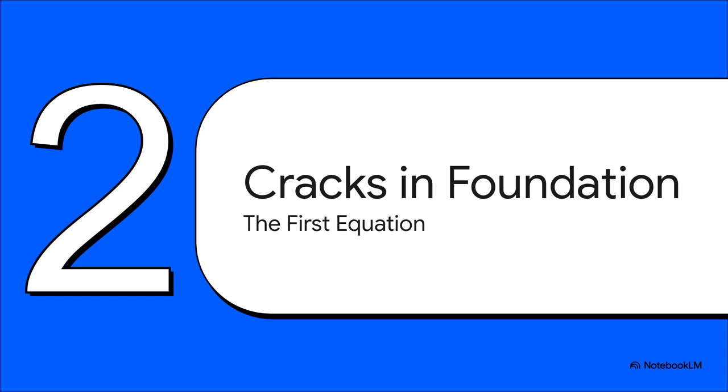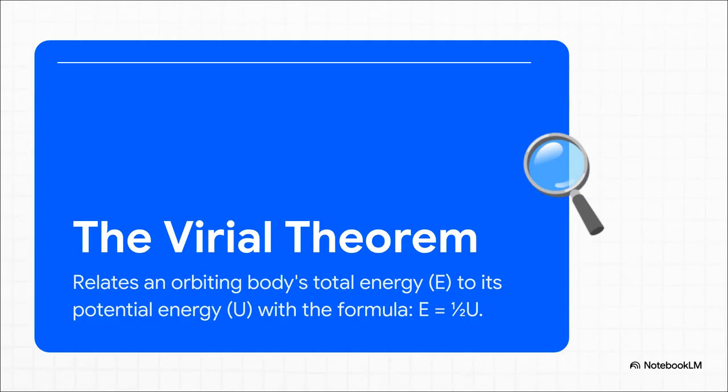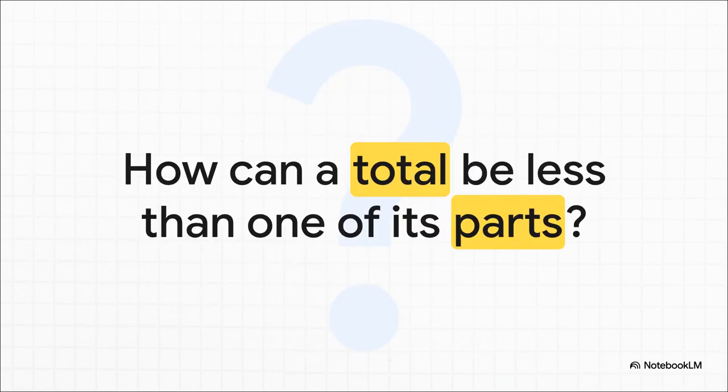All right, now for the fun part, the critique. According to Mathis, the first major crack in this whole foundation shows up in the very first equation used to build the entire model. The derivation often kicks off with something called the virial theorem. It's a tool used for bodies in orbit, and it sets up this relationship between the total energy, E, and the potential energy, U. And that relationship is E equals 1/2 U. And right here, this is where Mathis just hits the brakes. He asks a really simple, common-sense question. How can the total energy of something be only half of one of its parts?